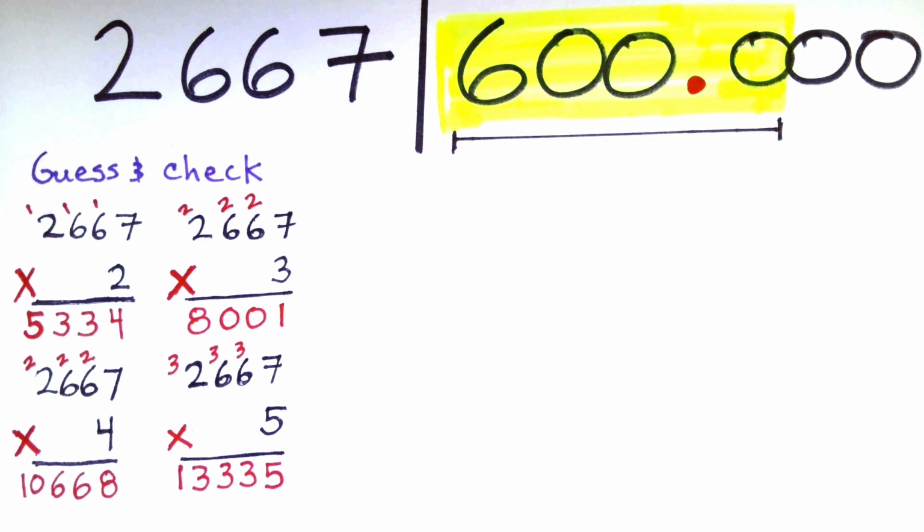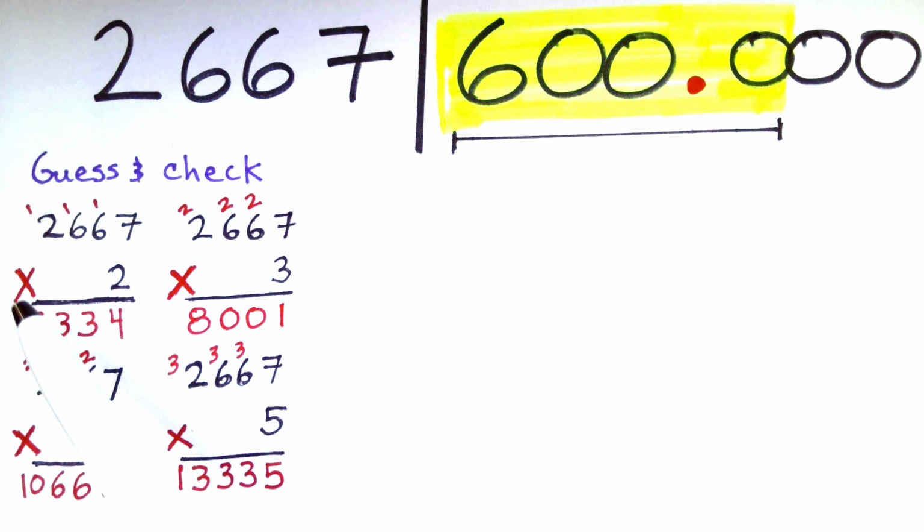So I'll multiply times 2. 2 times 7 is 14. I put the 4, I carry the 1. 2 times 6 is 12, plus 1 more is 13. I'll carry the 1. 2 times 6 is 12, plus 1 more is 13. I'll carry the 1. 2 times 2 is 4, plus 1 is 5.